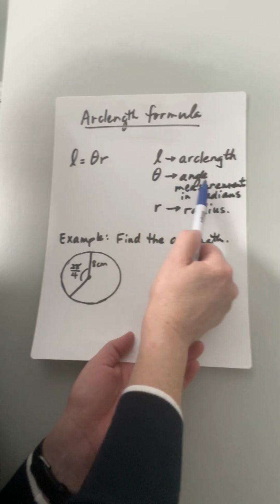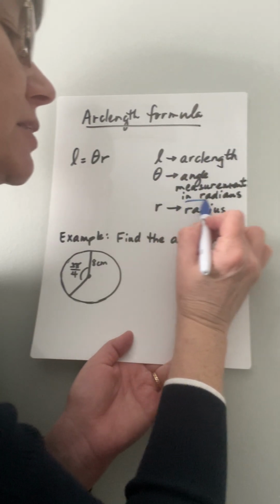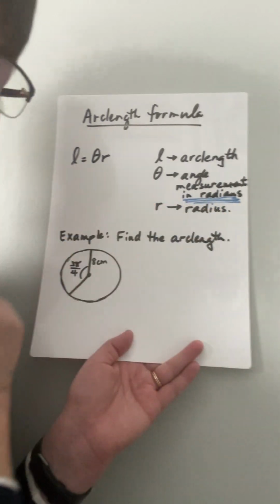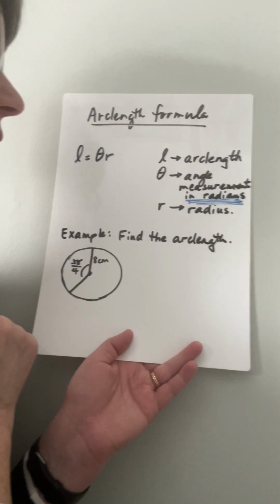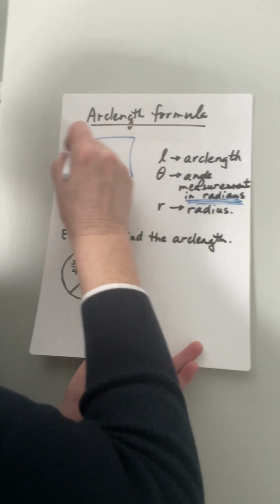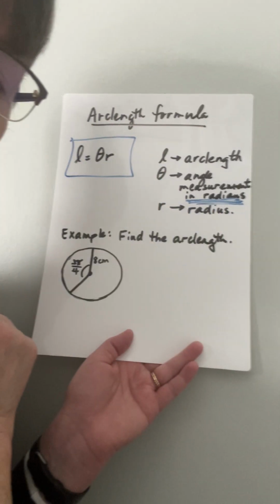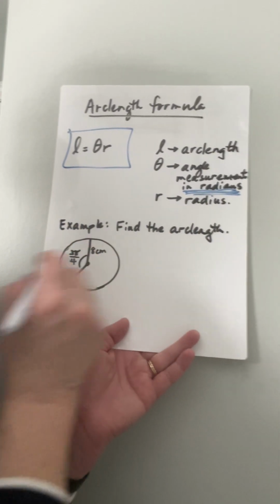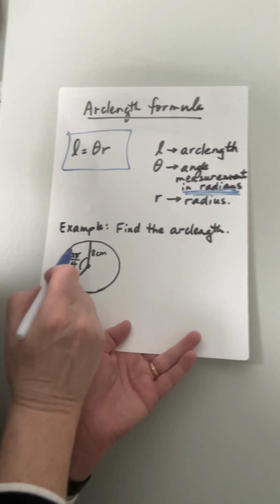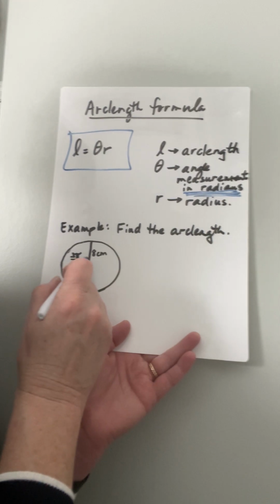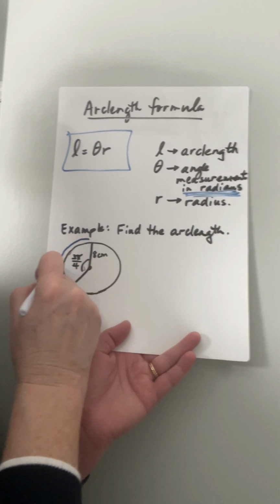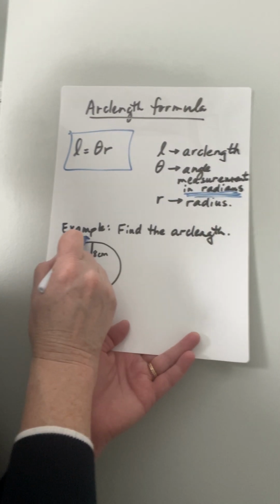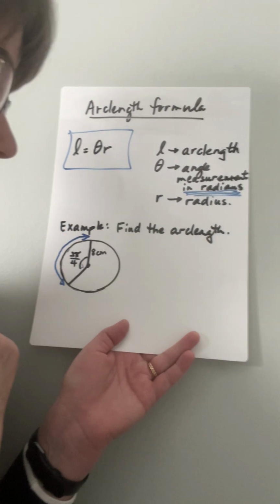Theta is an angle measurement. It must be in radians. That angle measurement must be in radians in order for this formula to work. Okay, and r is the radius. Let's do an example. Find the arc length of this. All right, so because they're showing theta right here, that means the arc length we're looking for is this minor arc length, the smaller arc length that's in that circle.